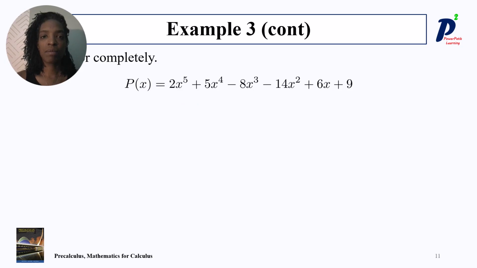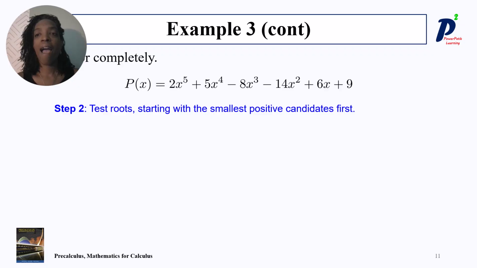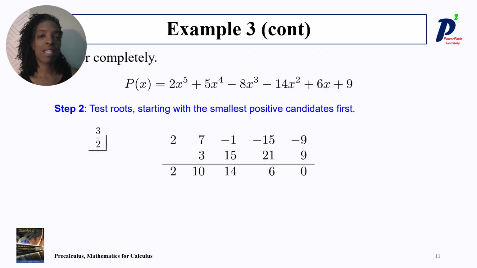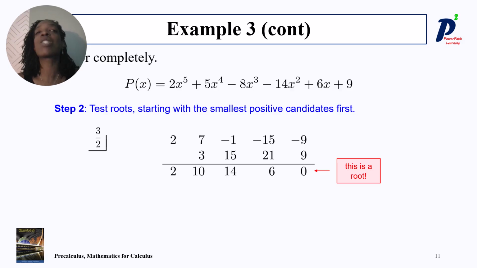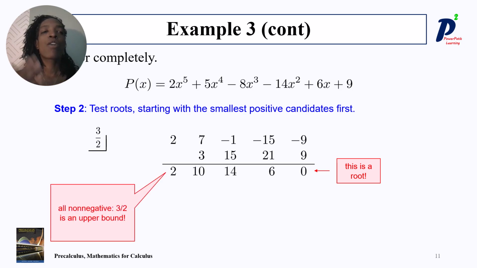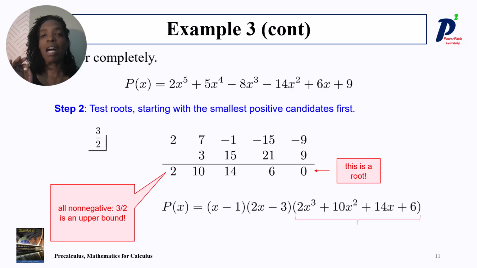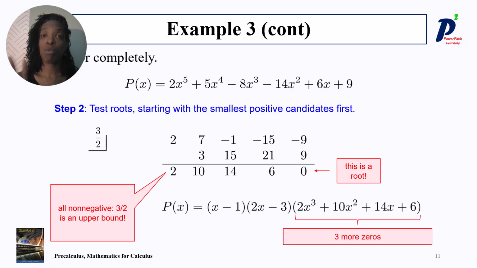Next, I'm going to test x equals 3/2. After performing synthetic division, oh, good news. Again, my remainder is 0, so this is also a root. But if I look at my quotient and remainder line, guess what? There are no negative entries, so 3/2 is an upper bound. So I still have a couple more zeros left. I have 3 more zeros to find, but now I know I shouldn't look for anything that's greater than 3/2.